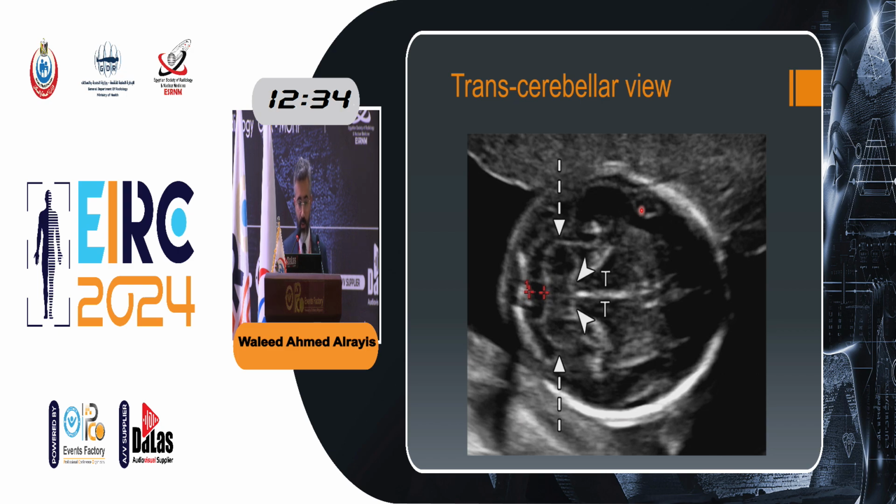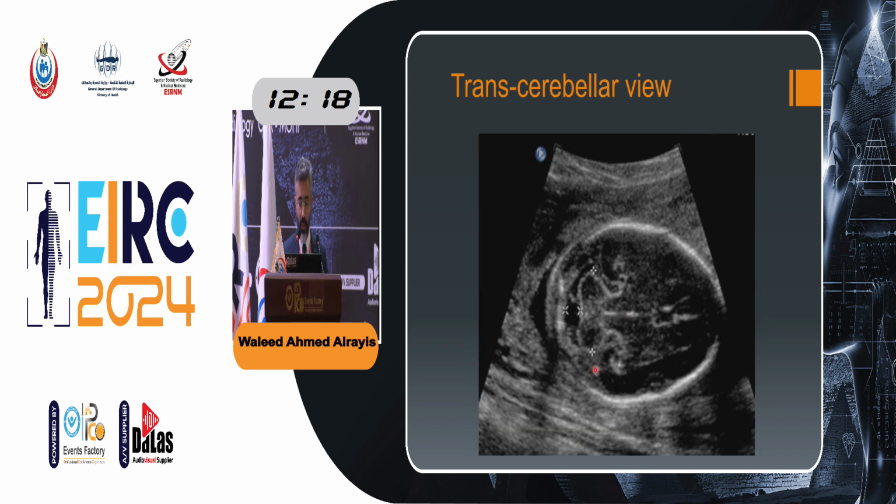Our third standard view is the transcerebellar view. When we incline the probe posteriorly, we can see the posterior fossa of the brain. We have here the cerebellum, and the more echogenic in the central is the vermis and the cisterna magna, and of course both thalami. In this view, we have to measure the transverse cerebellar diameter and the cisterna magna, which shall be measured 3 to 10 millimeters.